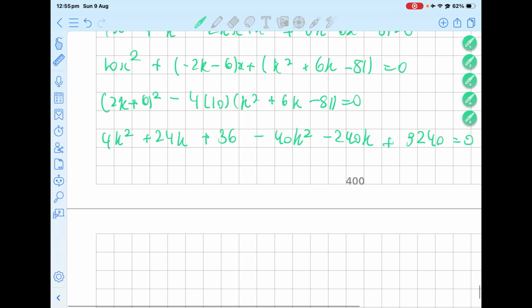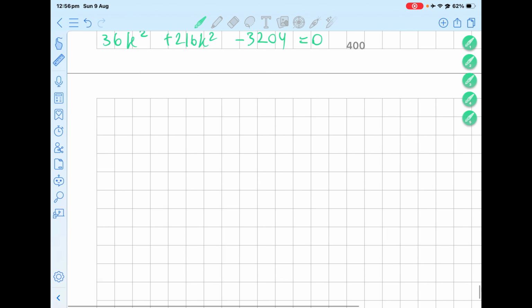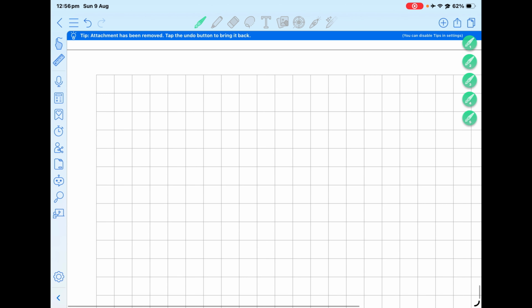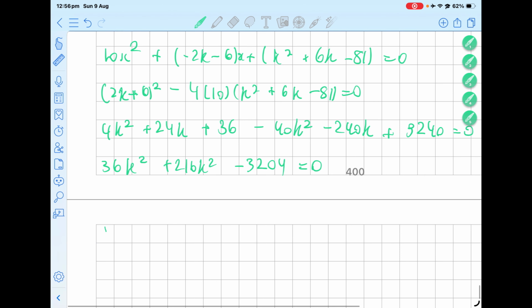So take it to the other side. So 240 minus 24 is 216k squared, and then 36 minus this thing is 3. So if we divide everything by 36, we're going to end up with k squared plus 6k minus 89 equals 0. Let me just solve that quadratic for you.